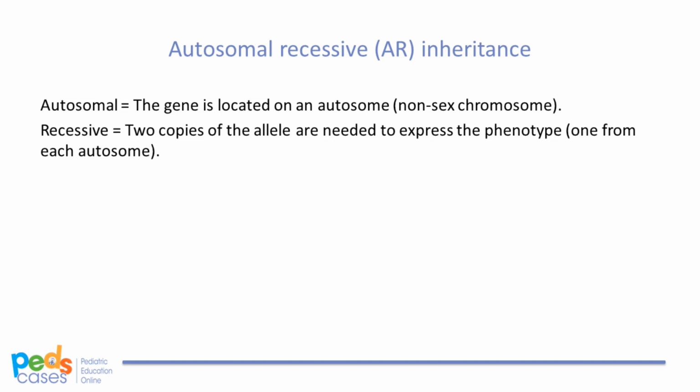In autosomal recessive inheritance, 2 copies of an allele are required to produce a particular phenotype. In other words, if the recessive allele is associated with a condition, an individual has to receive 1 copy of the recessive allele from each parent in order to be affected by the condition.